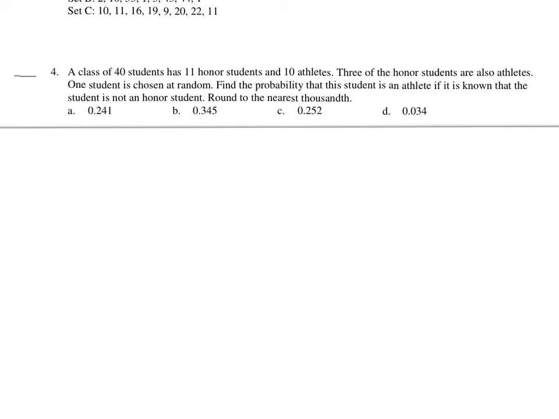All right, next up here, it says we got a class of 40 students, 11 honor students, 10 athletes. 3 of the honor students are also athletes. 1 of the students is chosen at random. And this is: find the probability that the student is an athlete if it is known the student is not an honors student. Okay, so this is a conditional probability here. And so I need to do all the non-honors students on bottom.